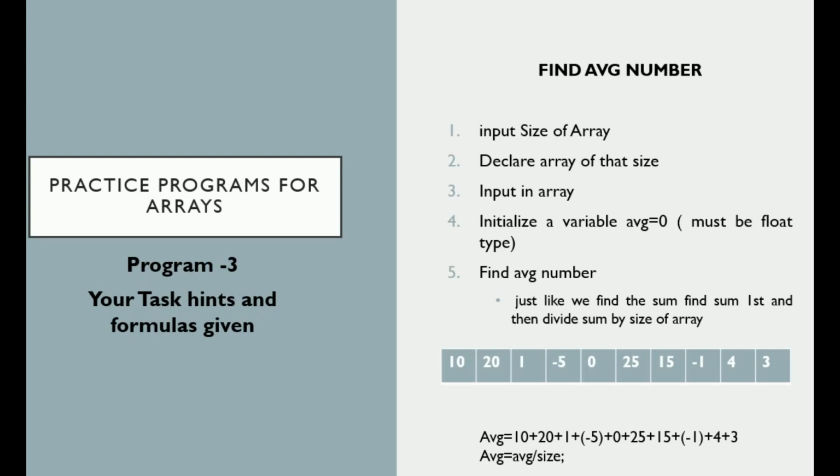The next one is to find the average. How can you find the average? For that purpose, the first thing is you have to find the sum of all elements, as we have done in our first video, how to find the sum of all elements in the array. So using the same procedure, you can find the sum of all elements and then divide the sum by the size of the array and you will find the average number.